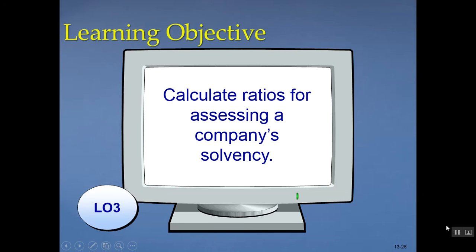Next, we're going to look at solvency ratios in the next video.